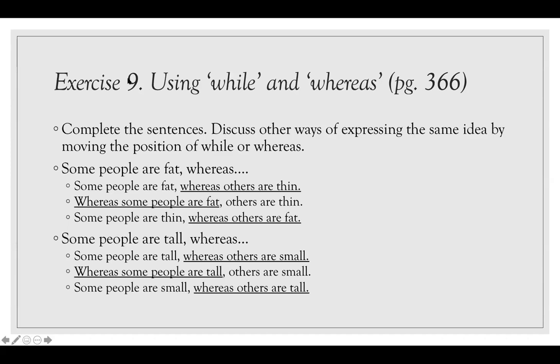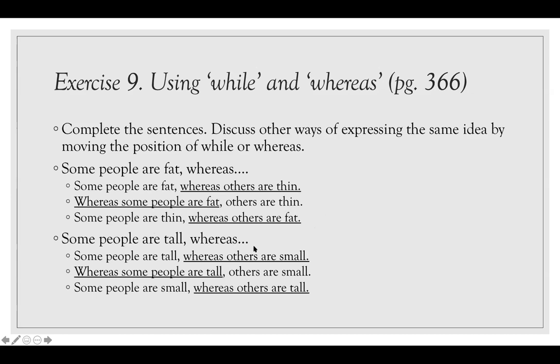So exercise 9, using while and whereas. Complete the sentences, discuss other ways of expressing the same idea by moving the position of while and whereas. Some people are fat, whereas others are thin. Whereas some people are fat, others are thin. Some people are thin, whereas others are fat. So you see the adverb clauses are in different positions, at the end, at the beginning, they're underlined, and a comma is used for whereas.